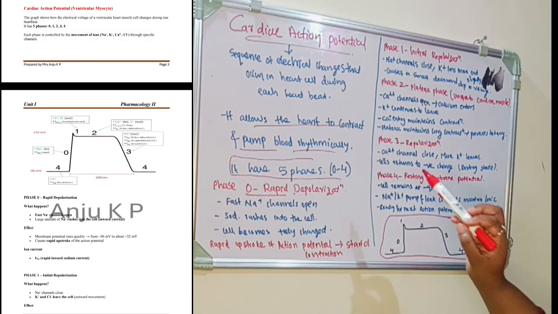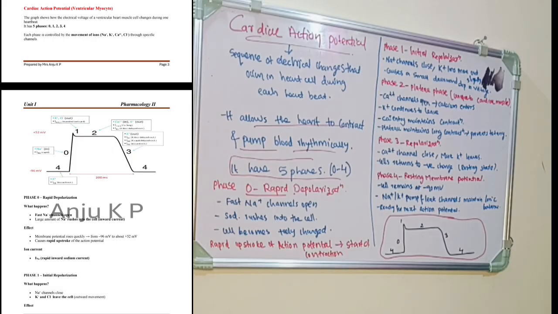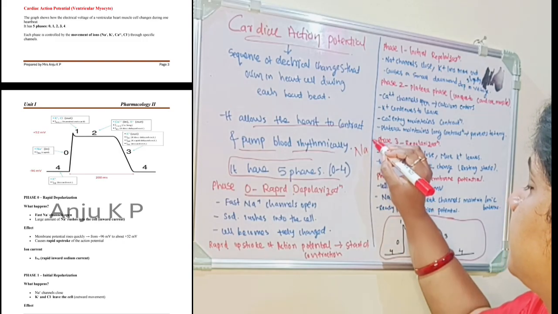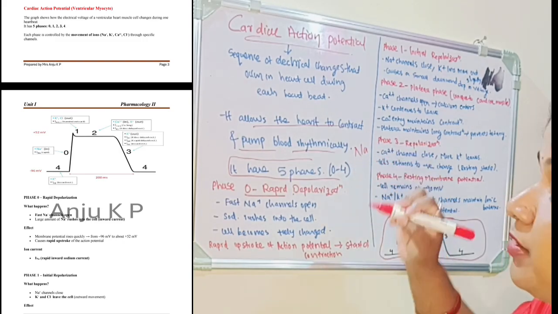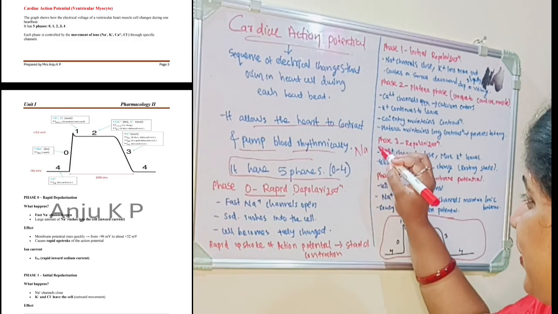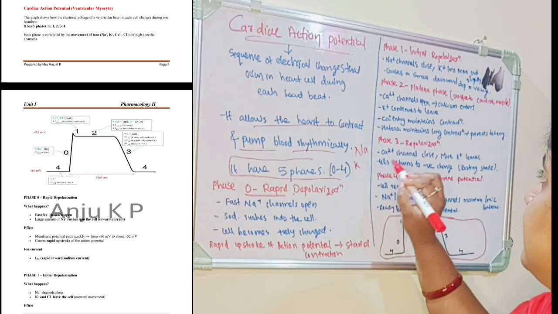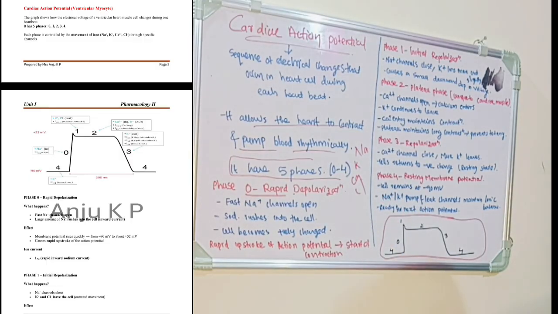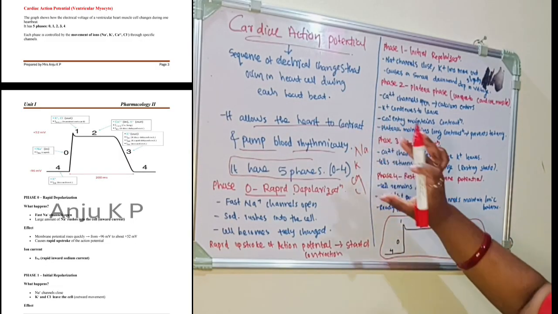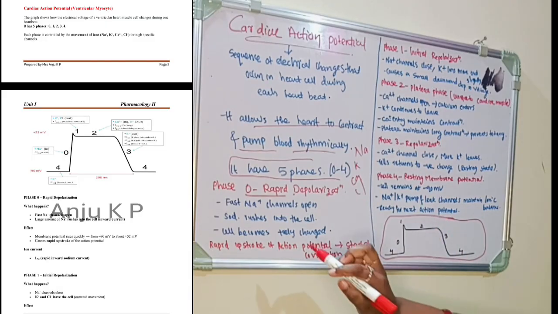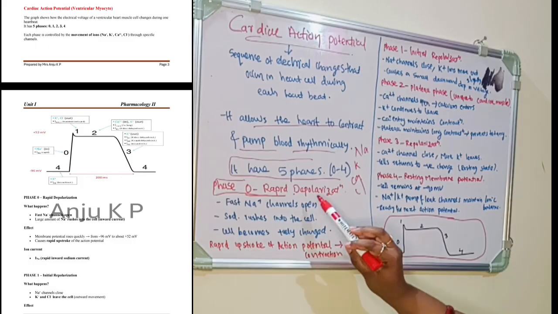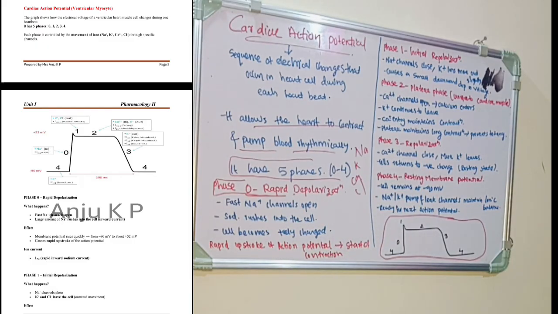So this occurs due to the changes in sodium, then potassium as well as calcium and chloride. So the movement of these will cause the changes. The first phase is phase 0, that is called the rapid depolarization state. Okay, 0, it will start from here.